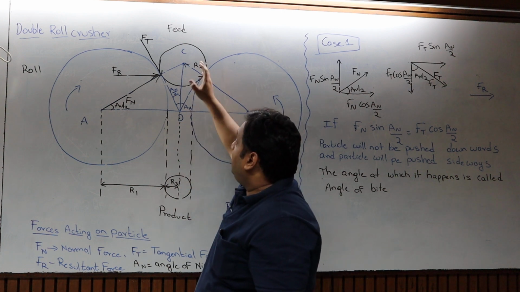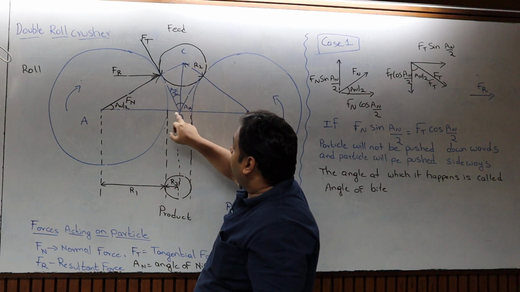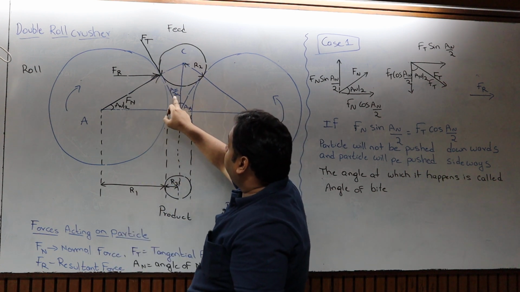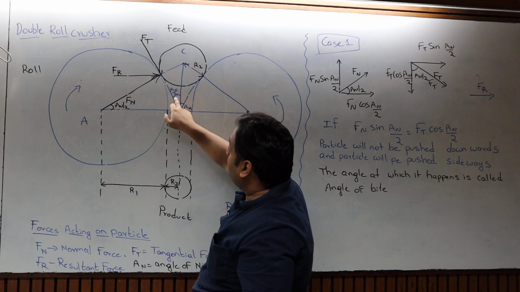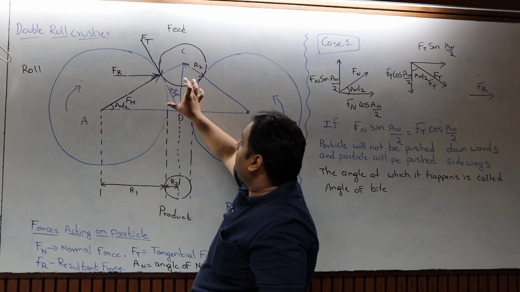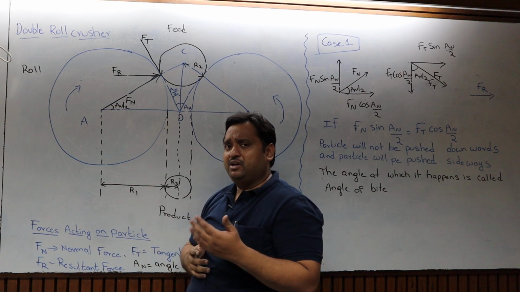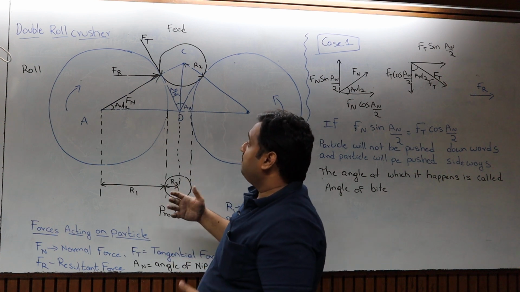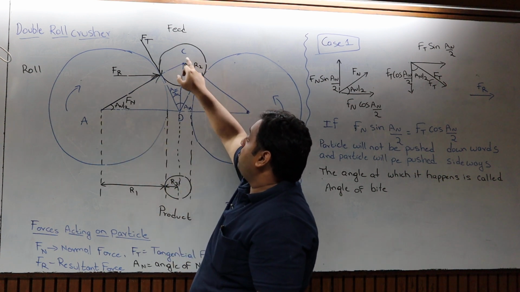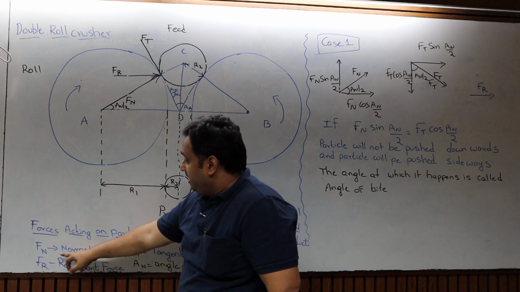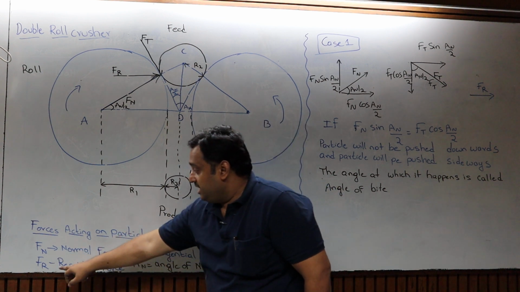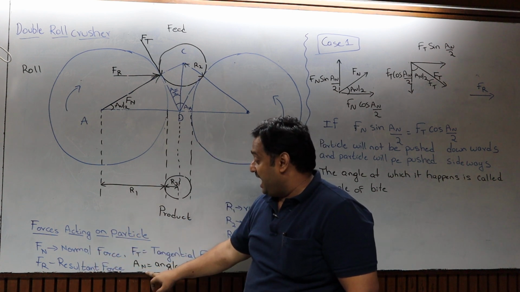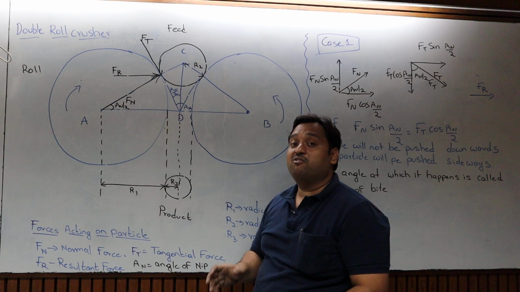See this angle. The angle made by these two lines is called alpha N, and half of this angle is alpha N by 2. From geometry and trigonometry, you will get how these values come up. This is point A, this is point B, this is point C. Let us go back. Fn is the normal force. Fr is the resultant force because of the normal force and the tangential force. The angle alpha N is called the angle of nip.